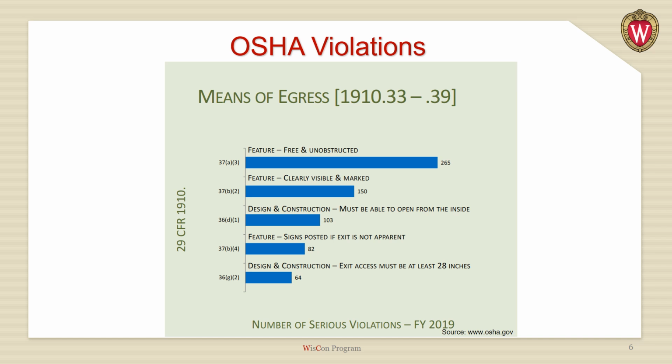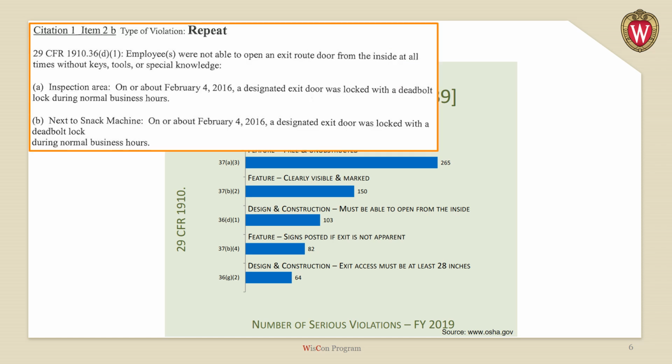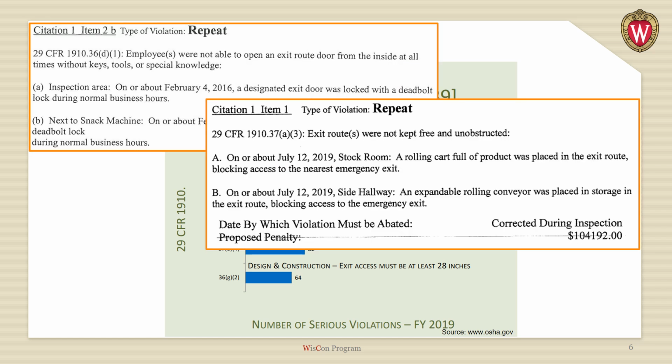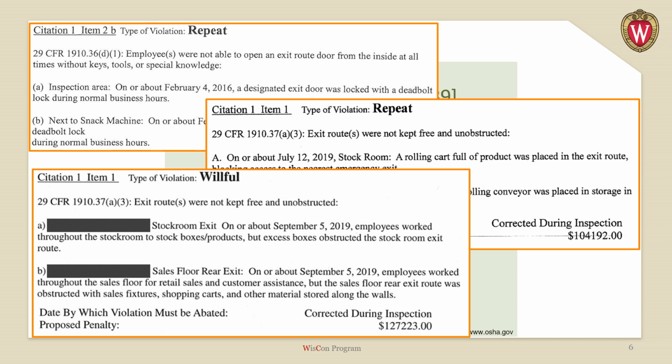which resulted in a serious citation. These include free and unobstructed exit routes, clearly visible and marked exit doors, being able to open exit doors from the inside, signs posted along the access if direction is not apparent, and maintaining exit width requirements of 28 inches. Multiple reoccurrences of these hazards have resulted in some companies receiving repeat and even willful citations.